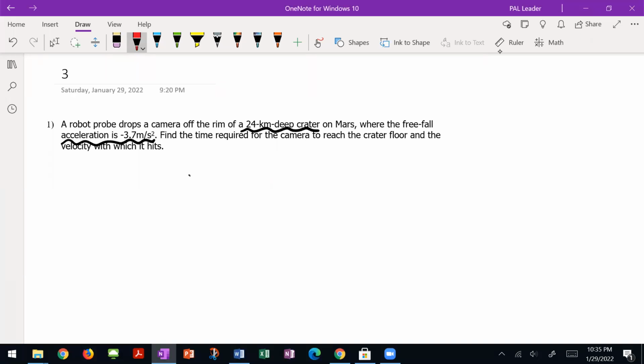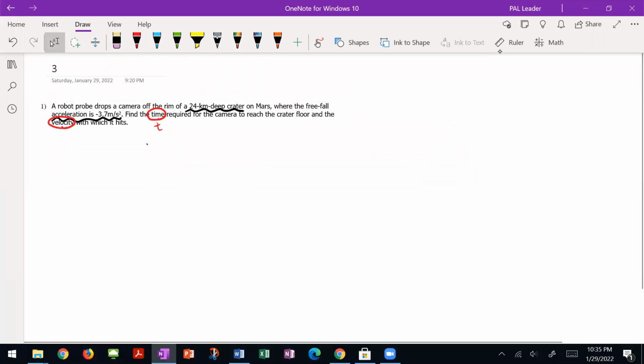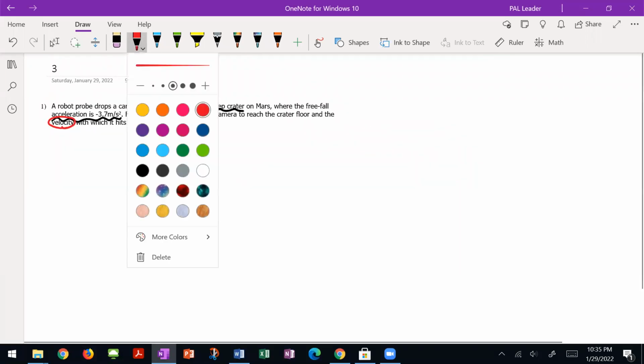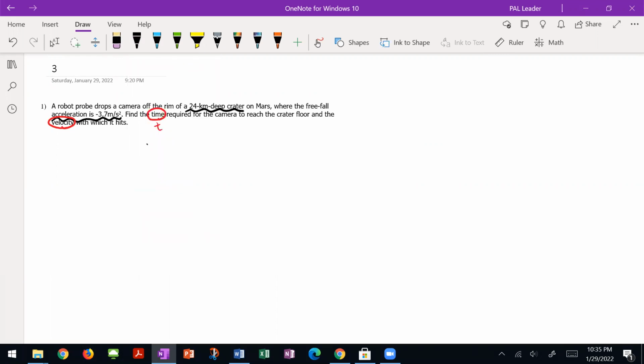So we are looking for time. I'm going to circle that. That is our t. And the velocity with which it hits, so that will be our final velocity. Okay, so as I have been doing, step 1 is always draw a picture.